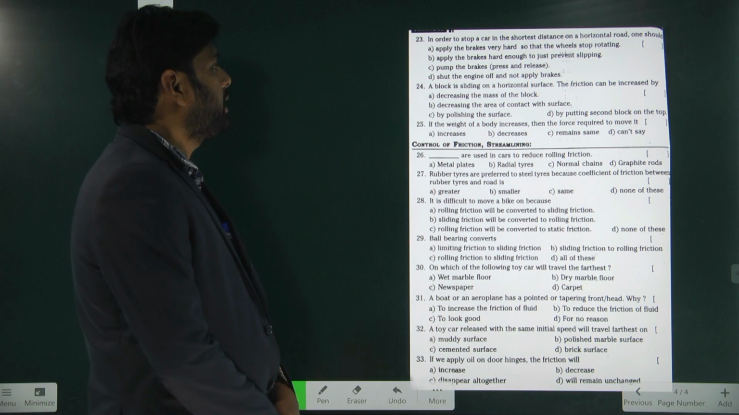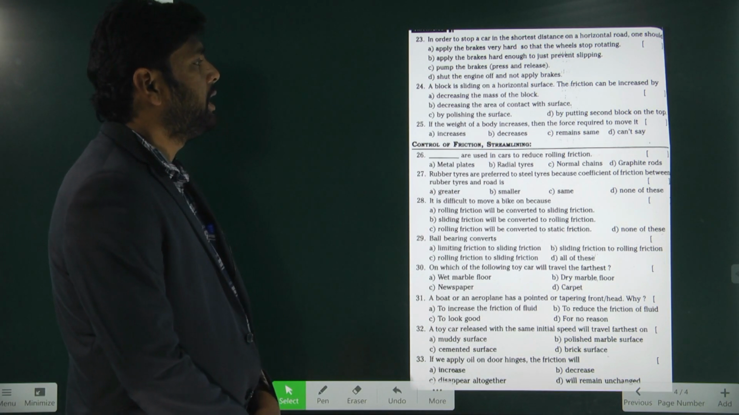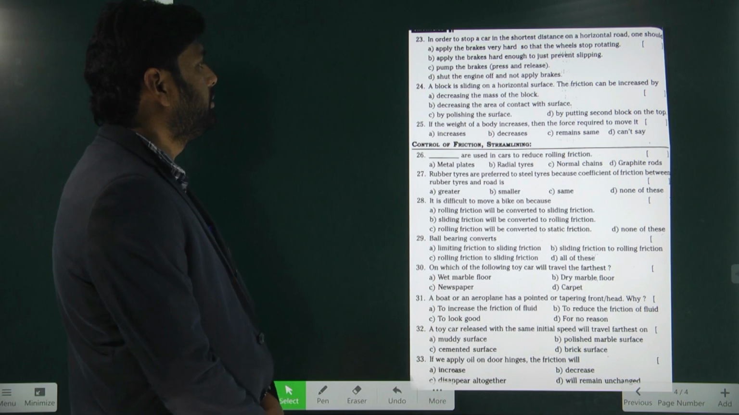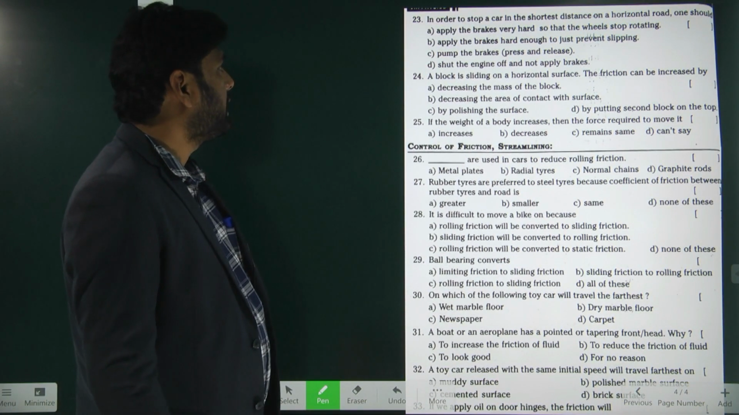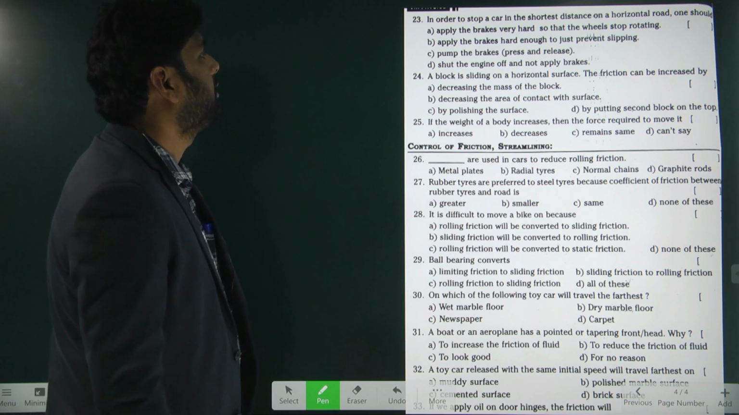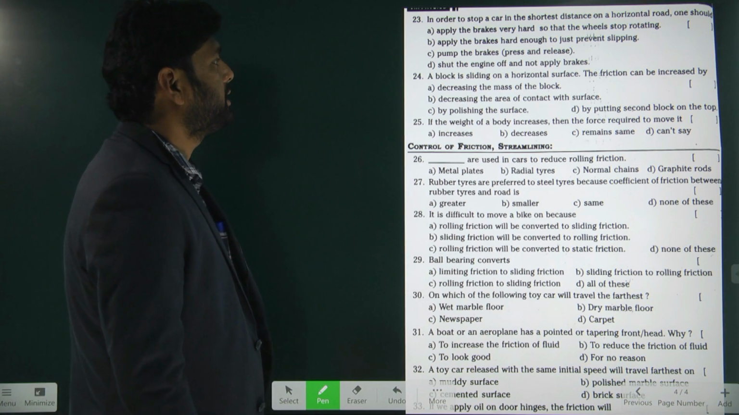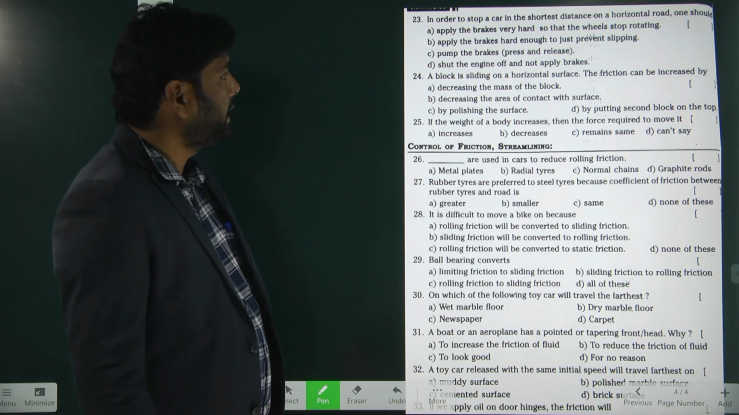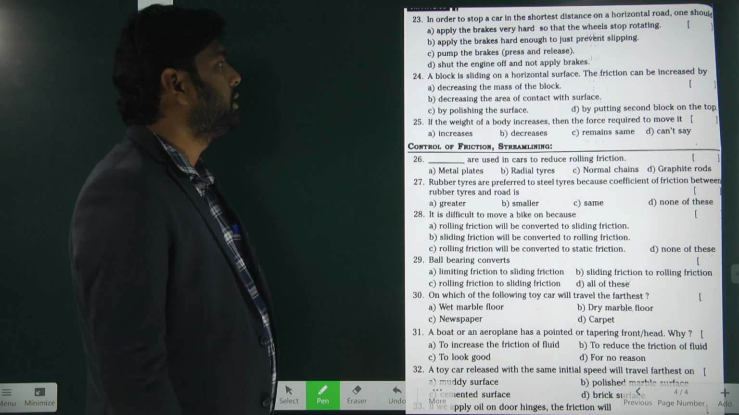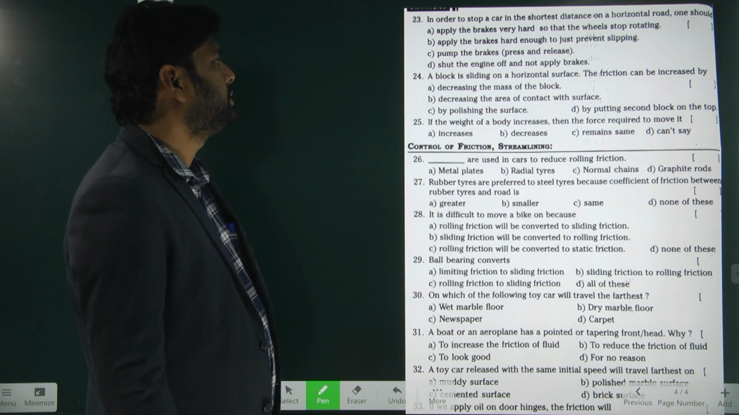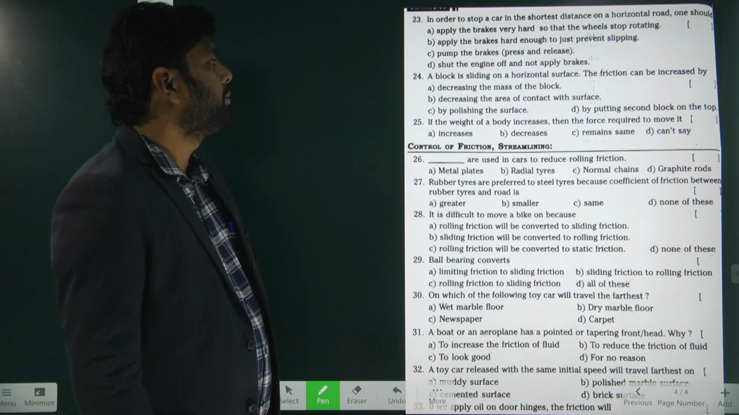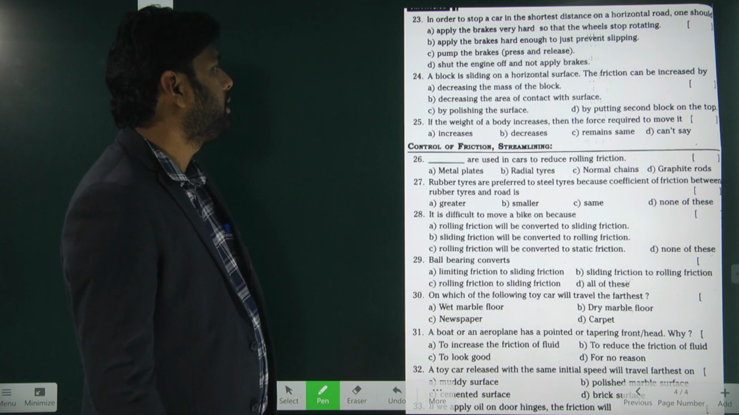In order to stop a car in the shortest distance on a horizontal road, one should, these are the options they gave. Please read the options and choose the correct one. Apply the brakes very hard so that the wheels stop rotating. Apply the brakes hard enough to just prevent slipping. Pump the brake, press and release. Shut the engine off and not apply the brakes.